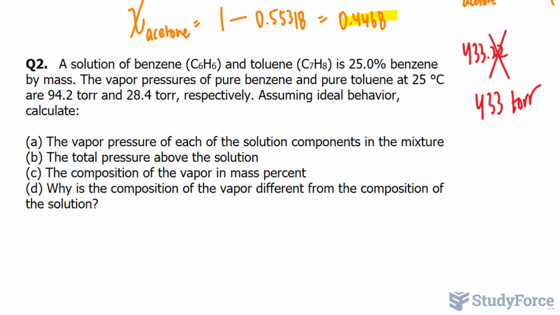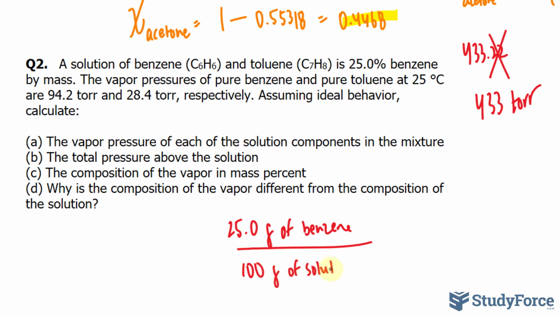So unlike in question number 1, we've been given here the percent by mass. So 25% of the solution is benzene, and that can be represented as 25.0 grams of benzene per 100 grams of solution. Do you know what this means? This means that 75 grams is toluene, and only 25 grams is benzene. This is important because we need the grams and the molar masses of these two, which we will find next, to get the number of moles.